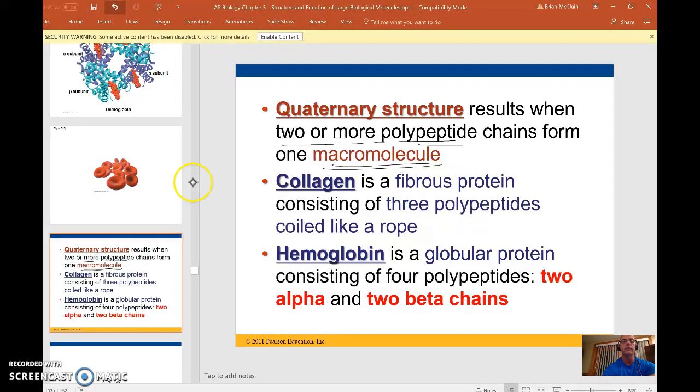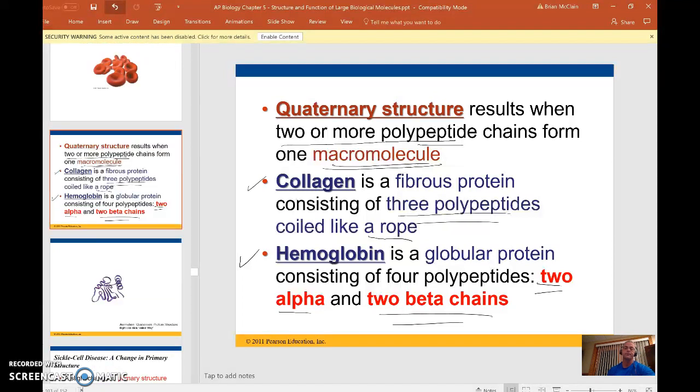So our 2 examples that we've looked at, we got collagen. There's literally going to be 3 different types of polypeptides making up a rope structure. And you have hemoglobin, which transports oxygen in our blood. And they're going to have alpha and beta chains that work together.